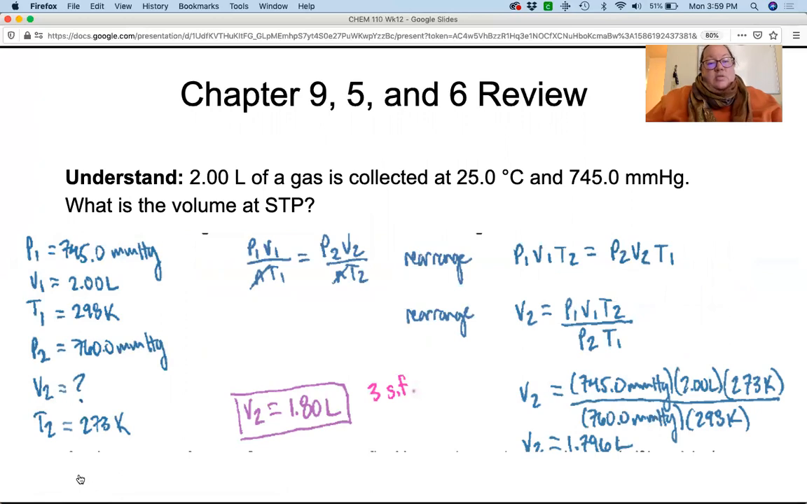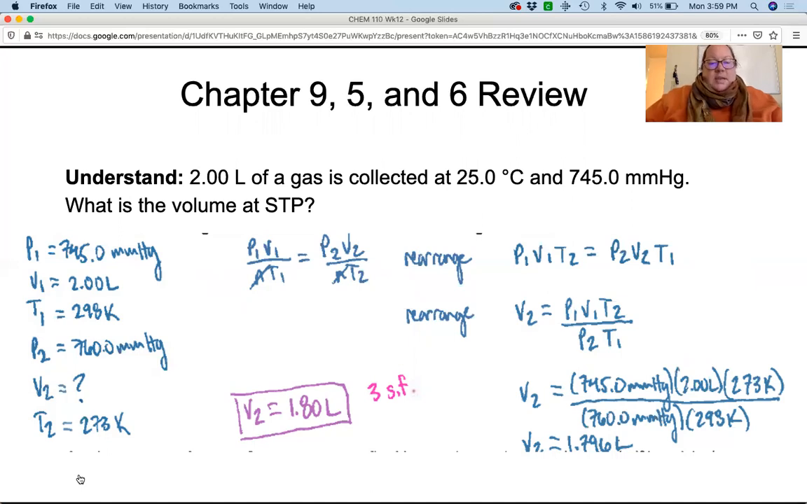So if we think about our givens, our P1 would be 745 millimeters mercury. I know that that's pressure because millimeters mercury is a unit for pressure. Liters is a unit for volume, that would be V1, and T1 is 298 Kelvin, because remember, we always convert from degrees Celsius to Kelvin.